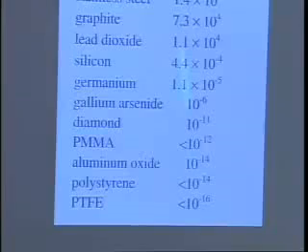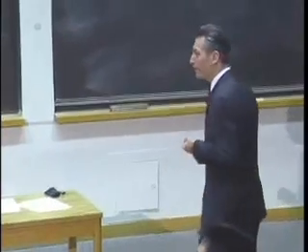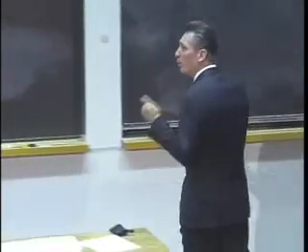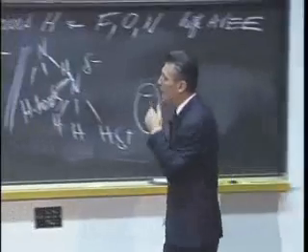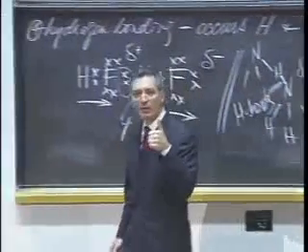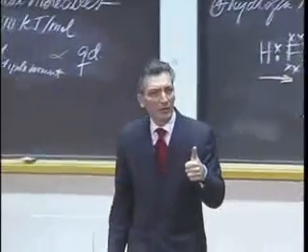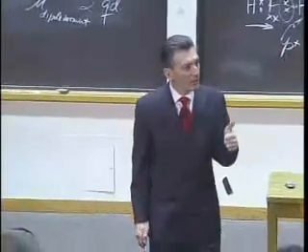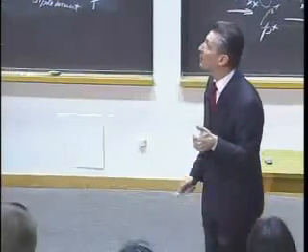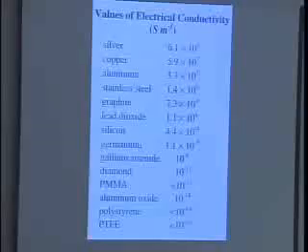10 to the 7th, 10 to the minus 16. A range of 10 to the 23rd. Secondly, what do we know about the compounds we've seen so far? Ionic compounds, conductors or insulators? We know they're insulators. They've got tightly bound electrons in stable octet configuration, so that's not going to help us.